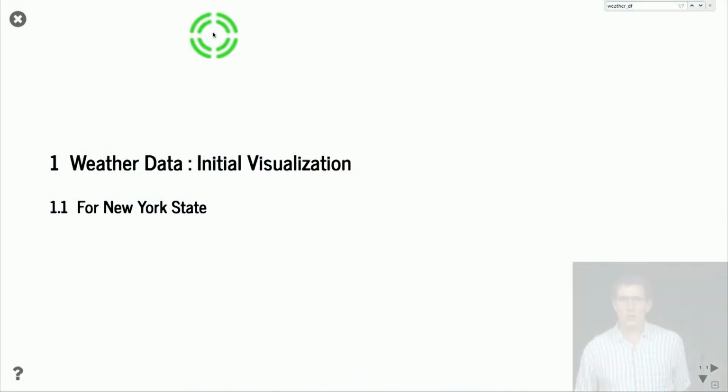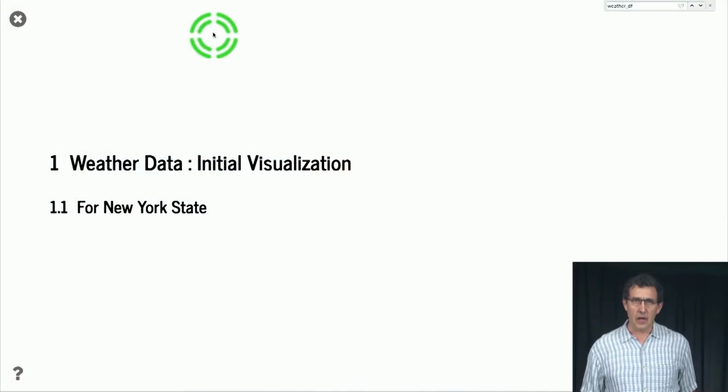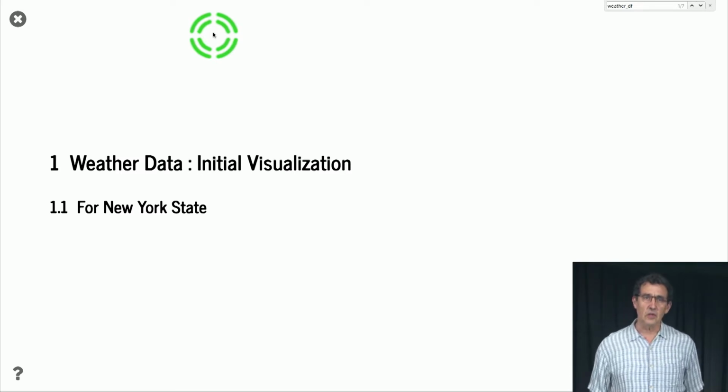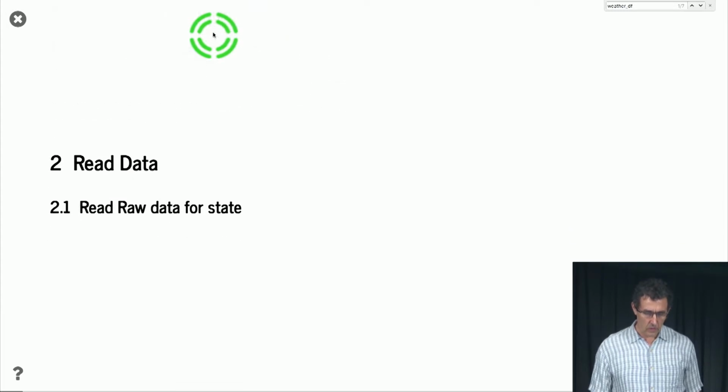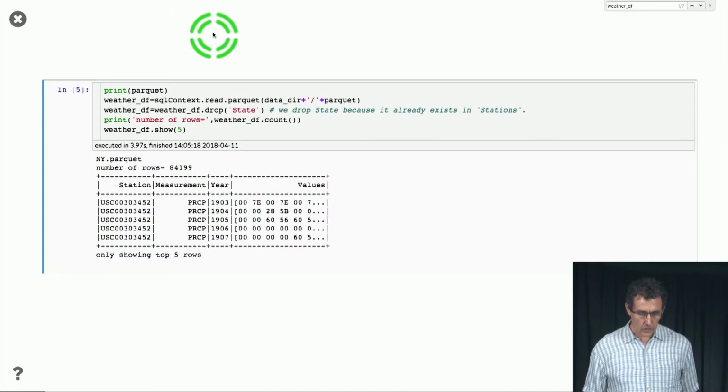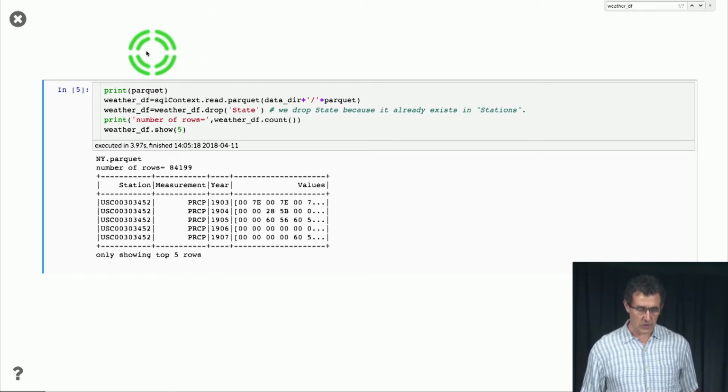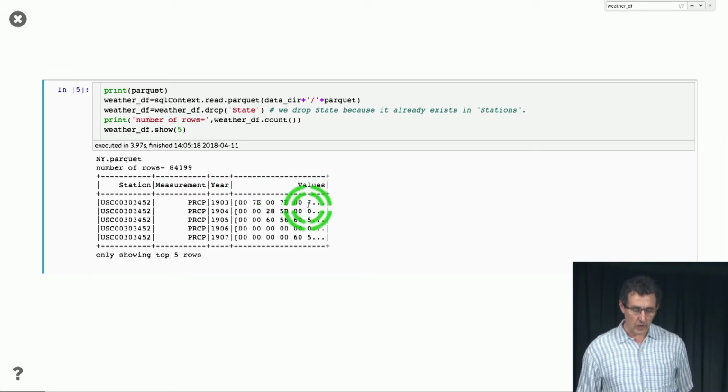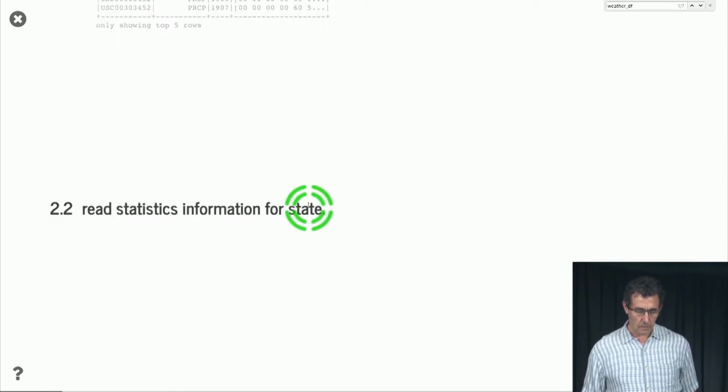So we have calculated statistics for the state of New York and for other states. And now we're going to start digging in and looking at these statistics, visualizing them to understand what's going on. Okay. So the first step, as always, is to read in the data. So we read in the weather data, which is basically for each station, year, and measurement, we have a list of 365 values.